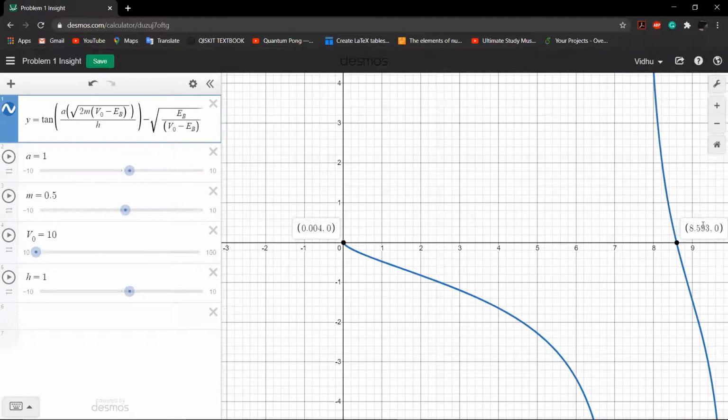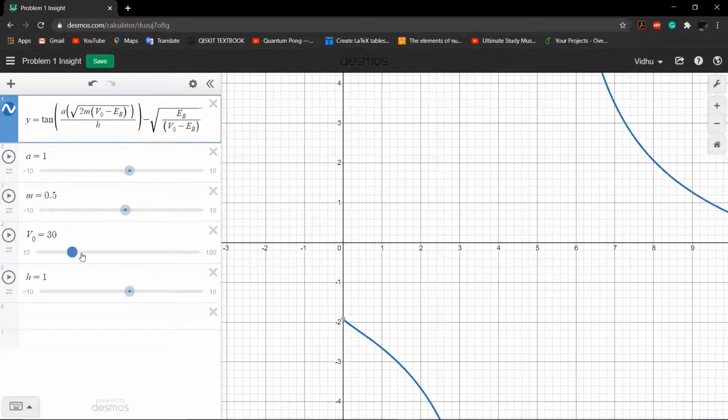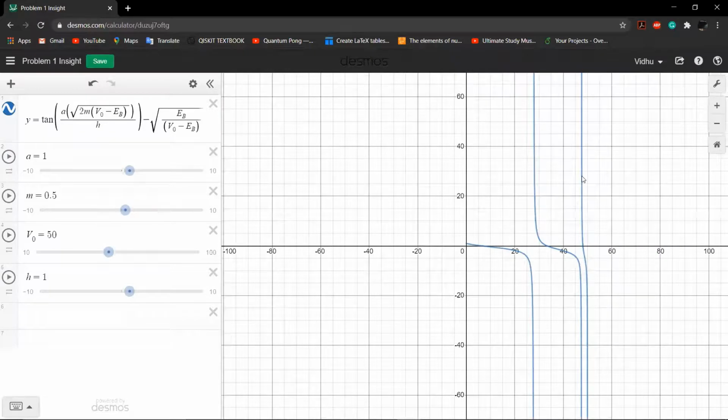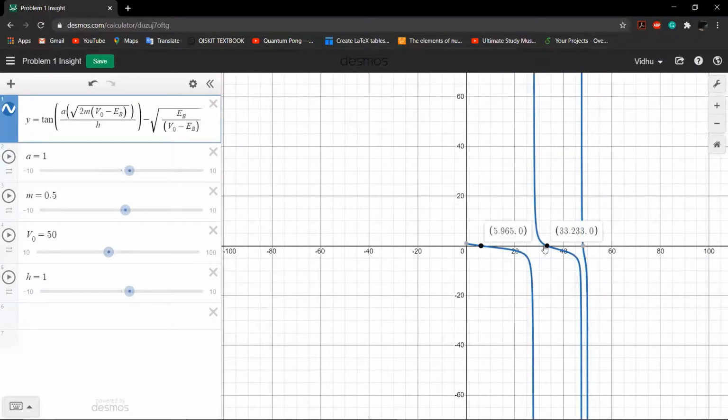So you can take this, and if I change this value to say about 50, you realize that I have more bound states. Not just that, the bound states are higher in value. Okay, that means the bound states are deeper. So I've got a 5.965, a 33.23, and I've got a 48.